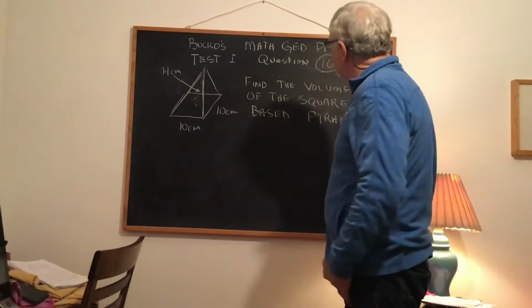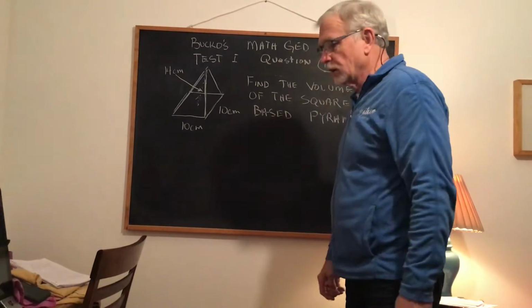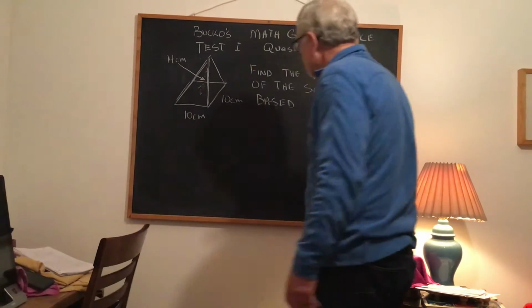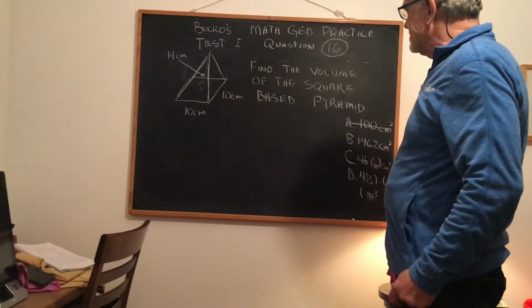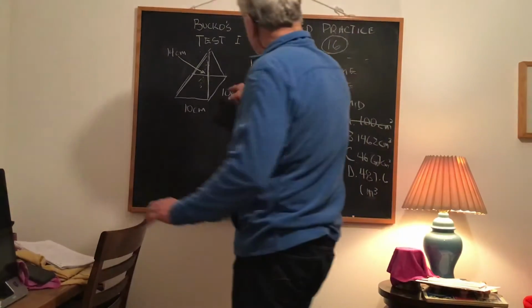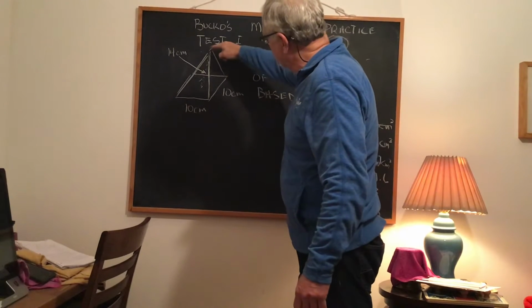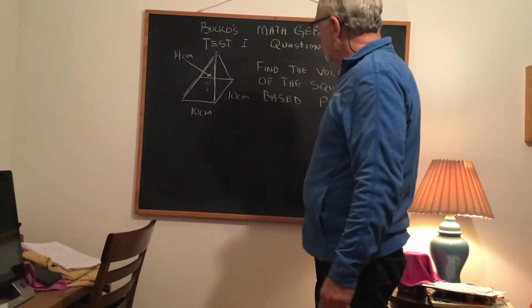All right, this is Buckos Math GED practice test number 1, question 16. We are trying to find the volume of this square-based pyramid. And you need the height of it, not the slant height. Slant height would be on the side. That's different than the actual height of the object, which is that dotted line there.